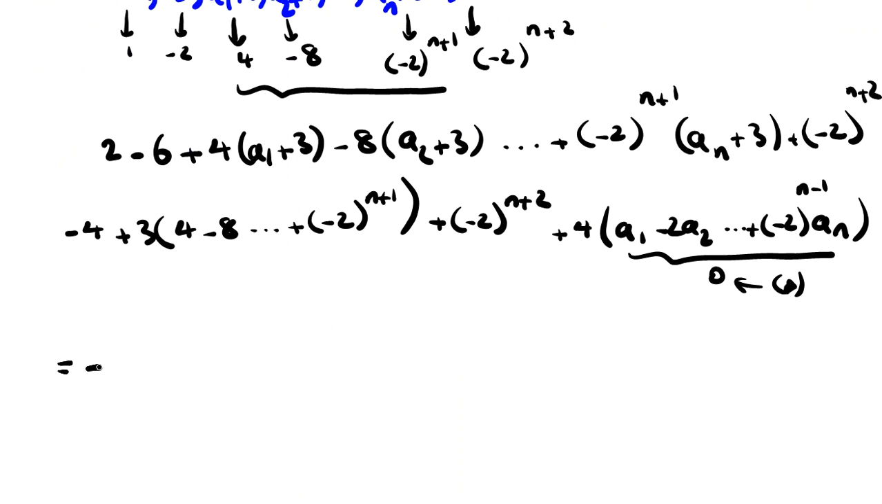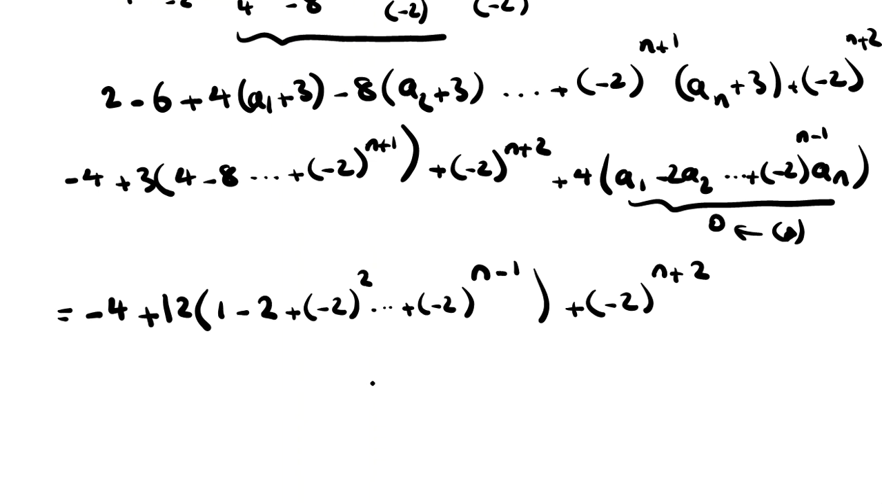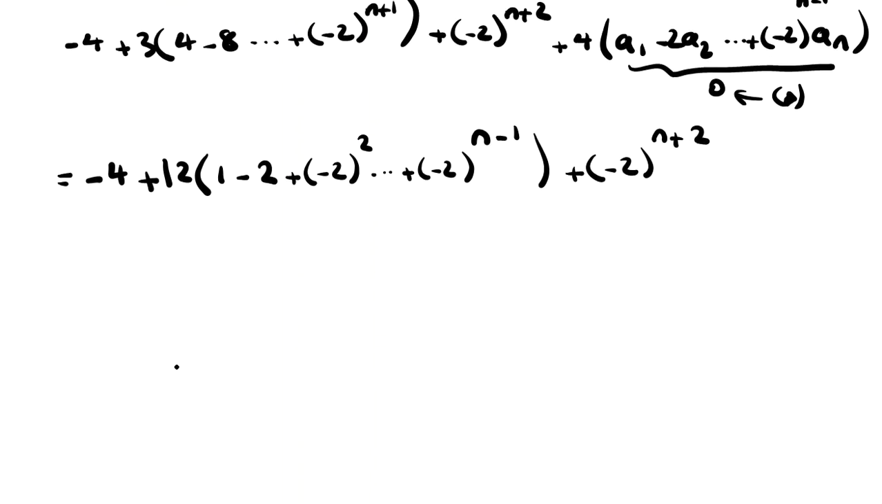So here I say it's negative 4 and okay, so if we factor here from 4, we will have 12, 1 minus 2, and again plus negative 2 to the power squared, 2 negative 2 to the power of what? We factor from 4, so it will be n plus 1 minus 2, which is n minus 1, plus negative 2 to the power of n plus 2. So here, there are some around 5 important identities.